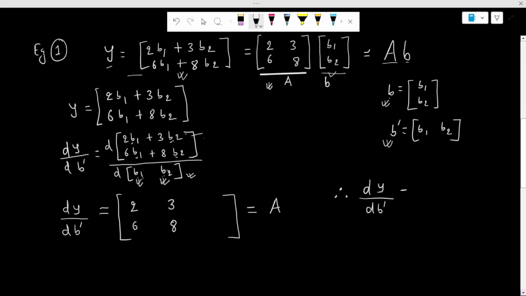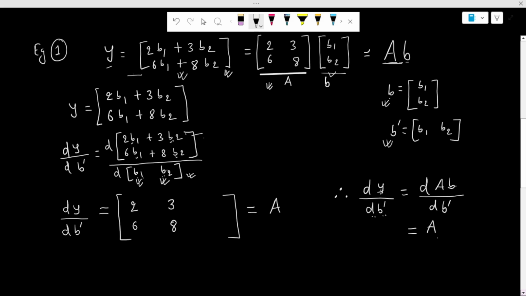Therefore the derivative of AB with respect to beta transpose, we got it as A. Because in our example we have represented these two equations as AB, and that was equal to y. So y is equal to AB, and we took the derivative of y with respect to beta transpose, and the result was A.